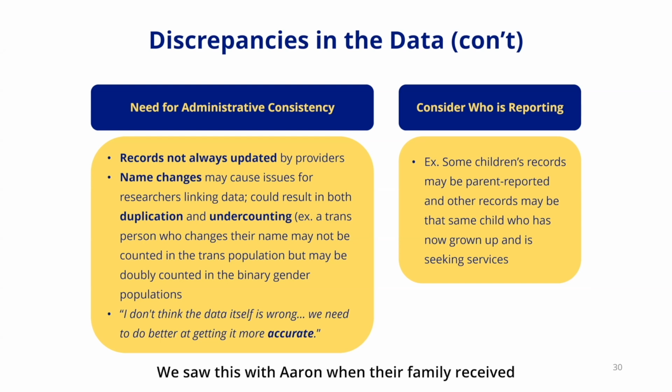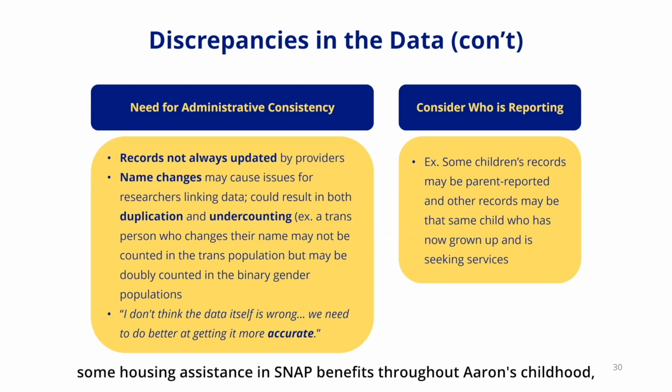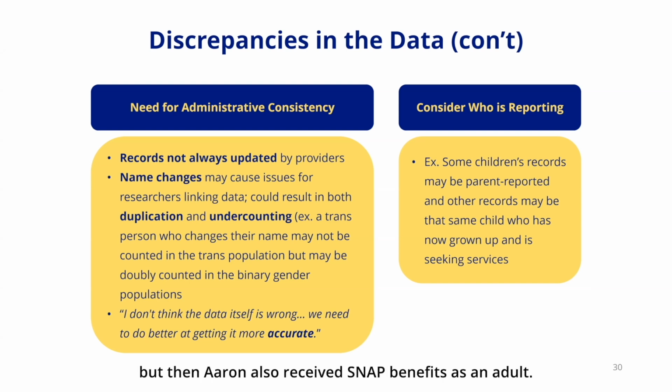We saw this with Aaron when their family received some housing assistance and SNAP benefits throughout Aaron's childhood, but then Aaron also received SNAP benefits as an adult. So for Aaron, we have self-reported information, but we also have parent-reported information.